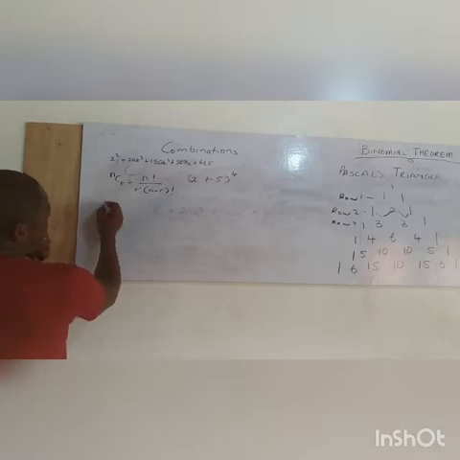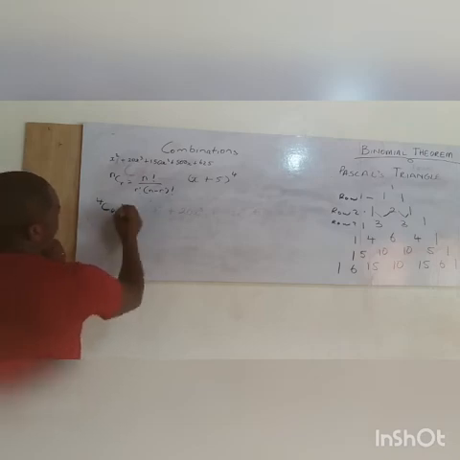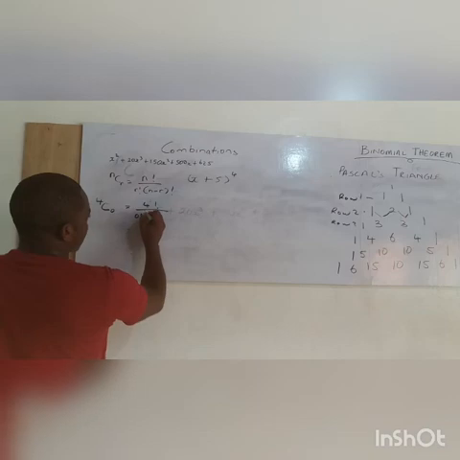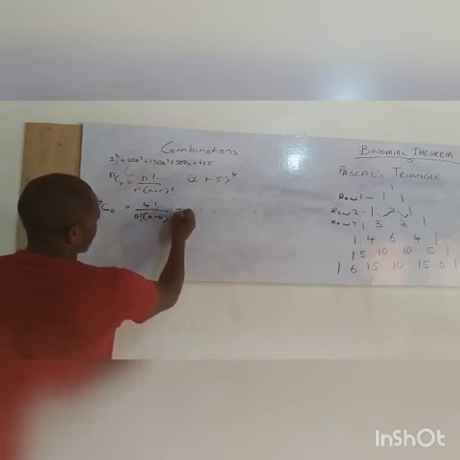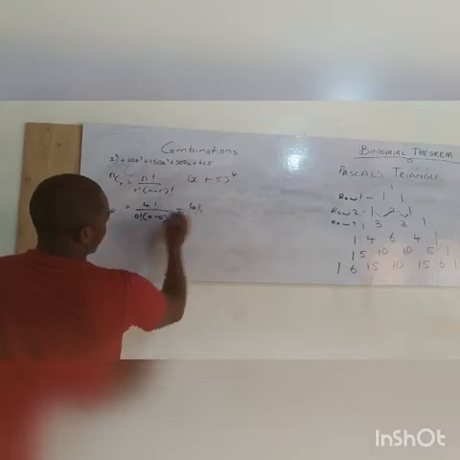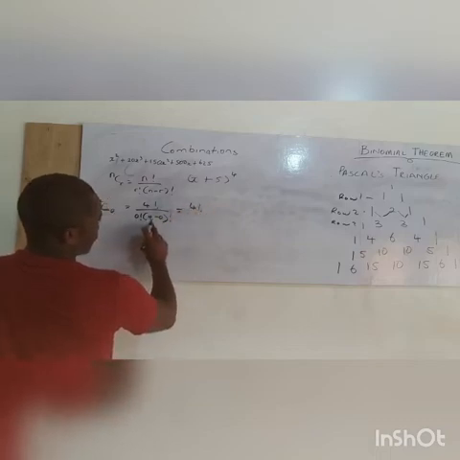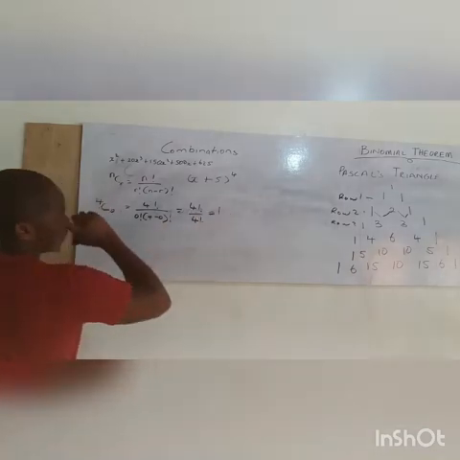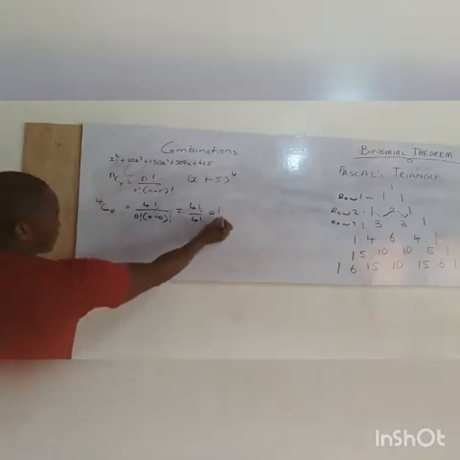So the first value we'll get is 4 combination 0. Always begin with 0. Let's see what value it gives us. 4 factorial divided by 0 factorial, which is 1, as I said earlier, times 4 minus 0 all factorial. So that gives 4 factorial over 4 factorial, which will give us 1. So our first value is 1.